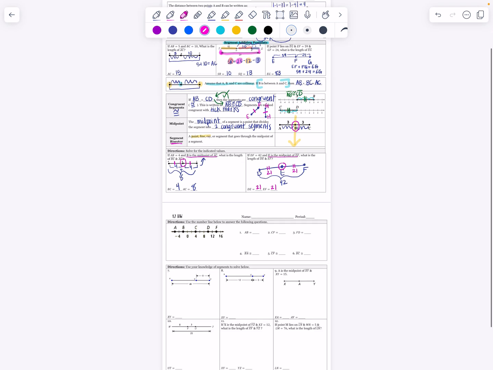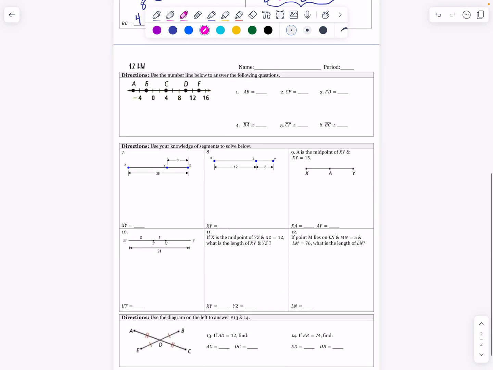So your homework is the entire back page. This is just working with some segments before we add in the algebra next week.